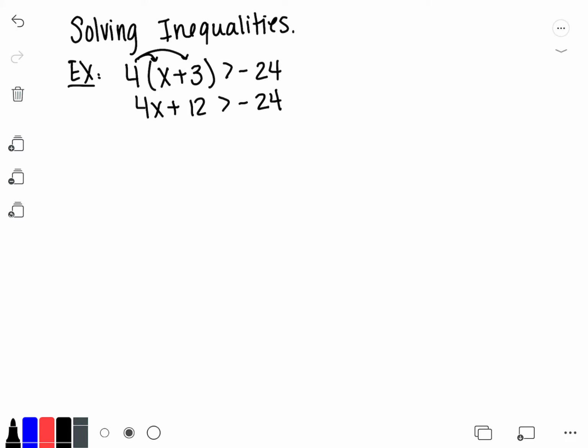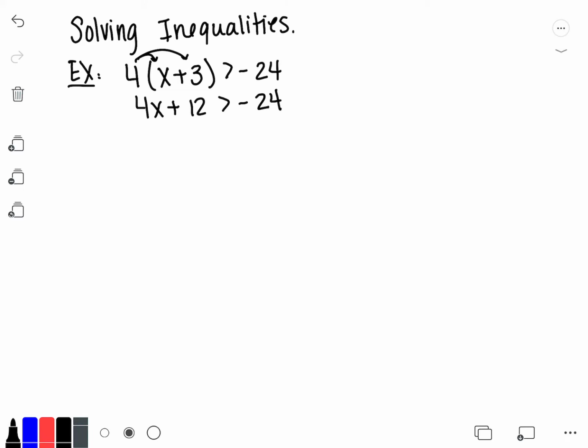Let's take a look at 4 times x plus 3 is greater than negative 24. And so if you ever need to, you can always pause this video so you can stay with me, or you can pause it and try to work ahead and see if you're correct. First thing we got to do is distribute. So we get 4x plus 12 is greater than negative 24.